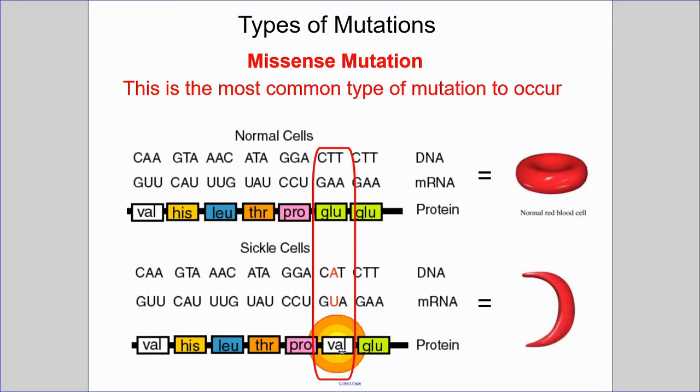Now this mutation is bad because it will still produce a protein, but that protein will result in a different shaped red blood cell. Instead of that nice round oxygen carrying blood cell, you have what's called a sickle cell. This can't carry nearly as much oxygen, and also it gets hung up on your capillaries as it travels through your blood vessels. So that can be pretty bad.